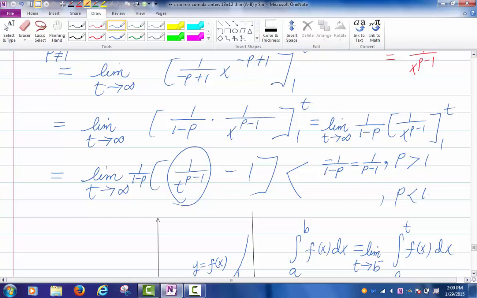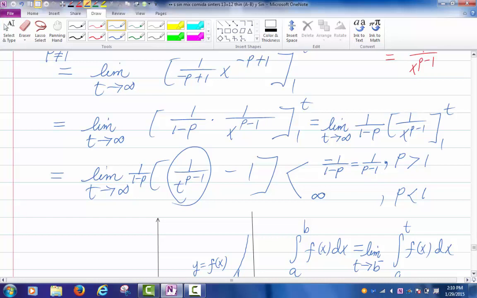Divergent. It's infinity. Why? If p is less than 1, this p minus 1 is what? Negative? So in the denominator, I have a negative power of t. A negative power of t in the denominator is the same as t to some positive power, right? And as t goes to infinity, that's going to blow up, right? So in that case, the limit is infinity, right?